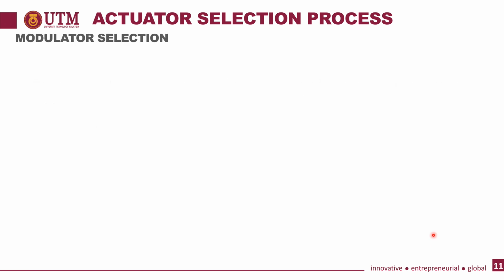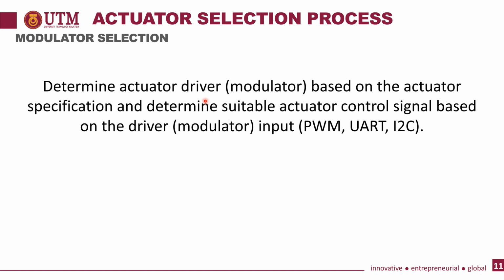Next is modulator selection. Determine the modulator, or what they call the actuator driver, we call it the modulator, based on the actuator specifications. As I mentioned before, you need to know the power of your motor so that you will be able to select the best motor driver for it. Usually we choose a higher rated power for the modulator compared to the motor. For example, if your motor is 50 watt, we choose an 80 watt modulator.